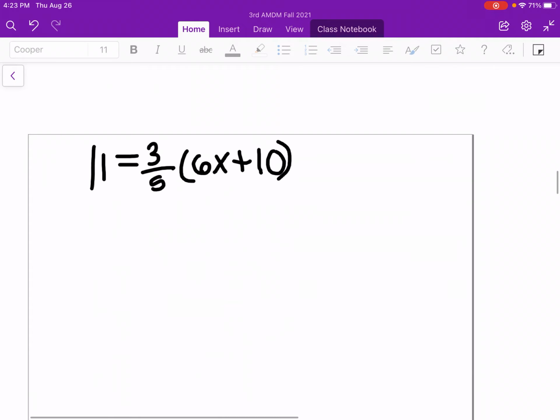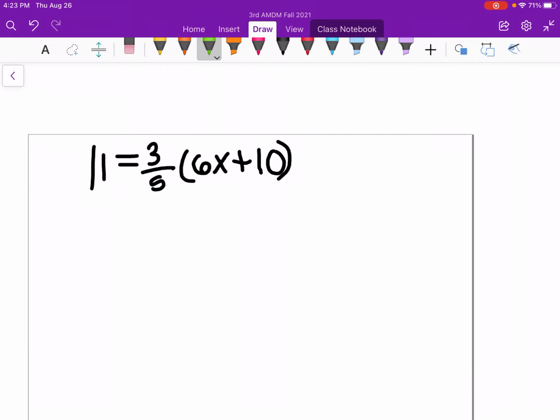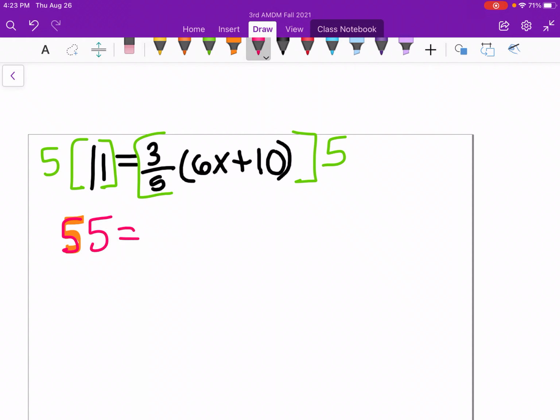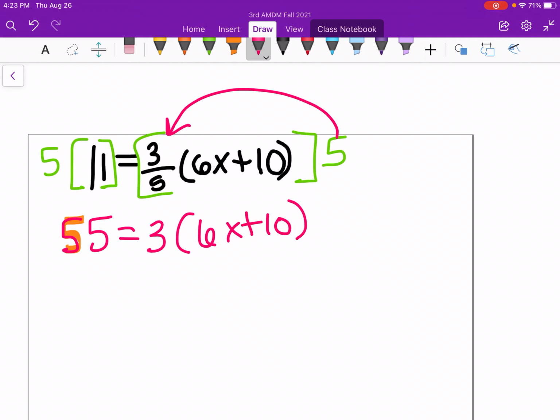Now you can start out by getting rid of the fractions in the very beginning. So for example, in this question, I can multiply both sides by 5, and I would get 55 equals, and what happens here is I'm just going to get rid of the 5 in the 3/5, so I get 3 times 6x plus 10. This is another way you can do it.